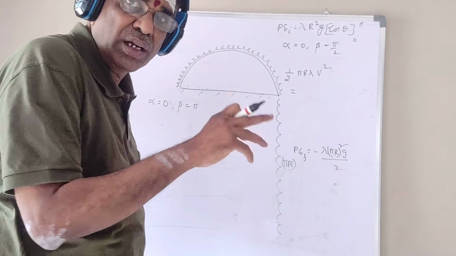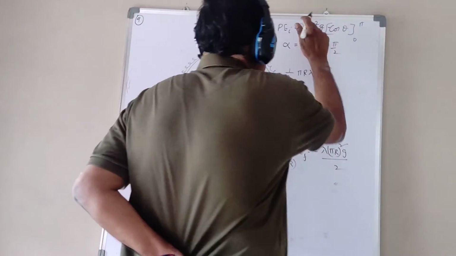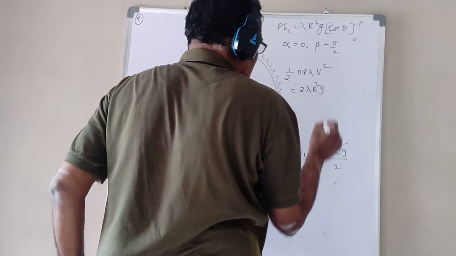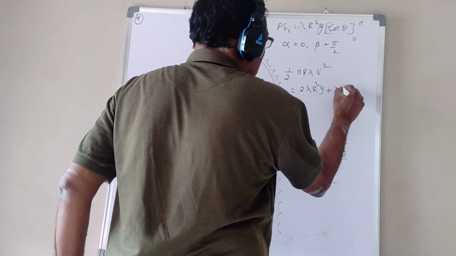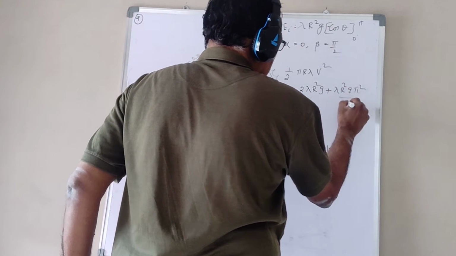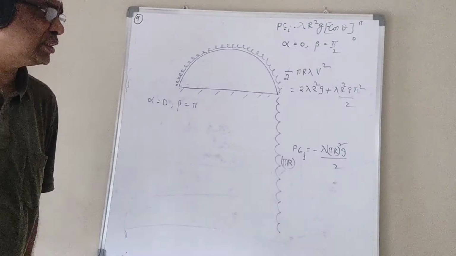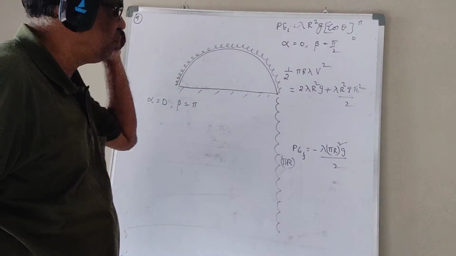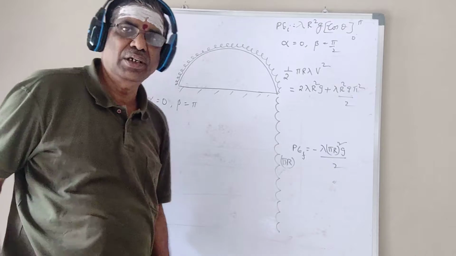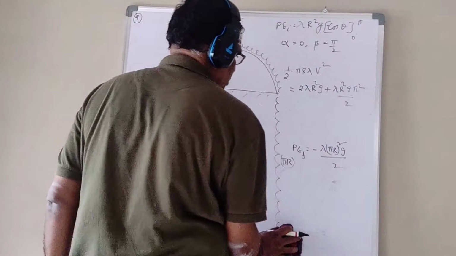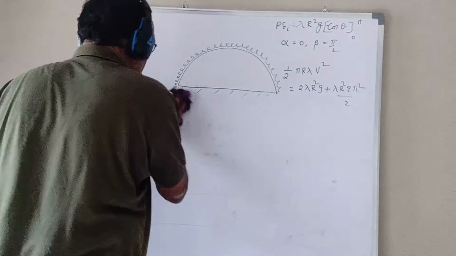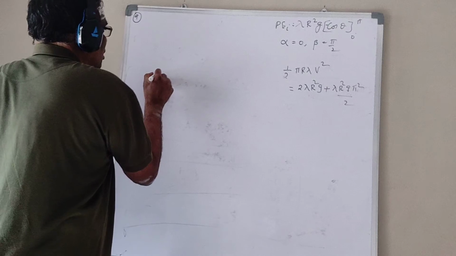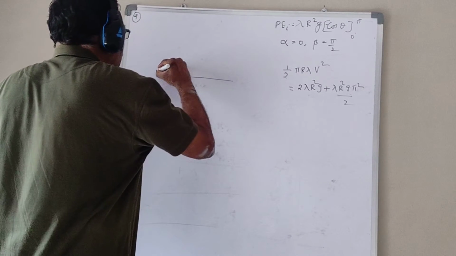Or pi to 0, 1 minus of cos pi is minus 1, so 2 you will get. So 2 lambda r square g plus lambda r square g pi square by 2. This is the equation that you have, and obtain your value simply by putting the alpha and the other one, the beta values. Is this clear to you? Let them give full, part, half. This is the methodology.